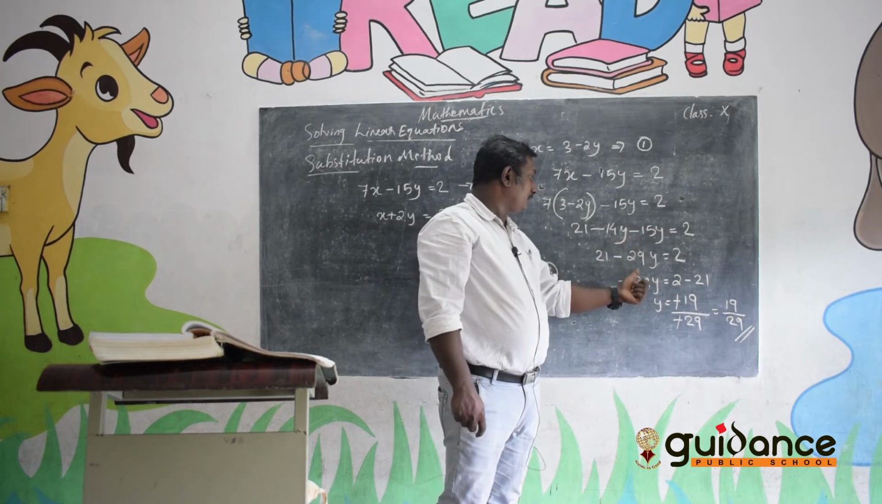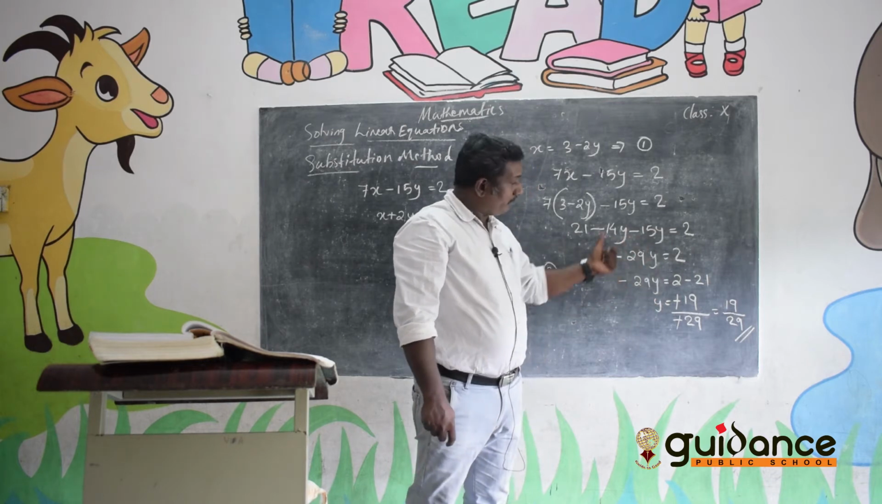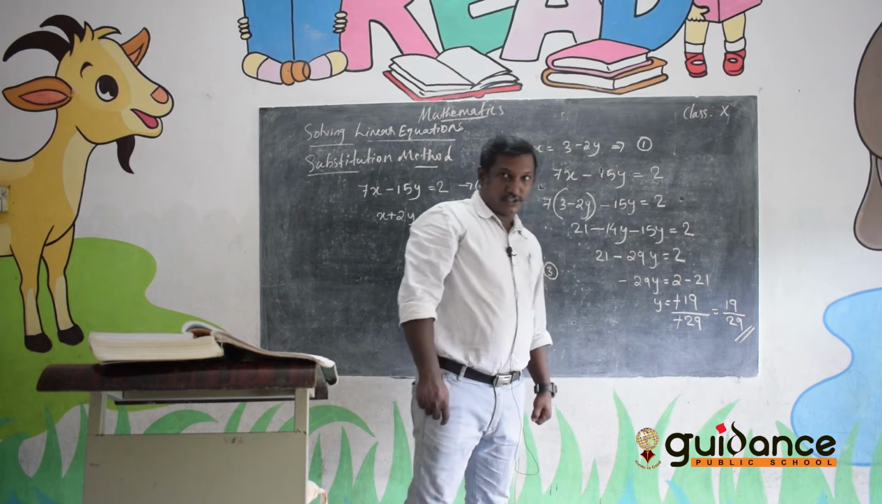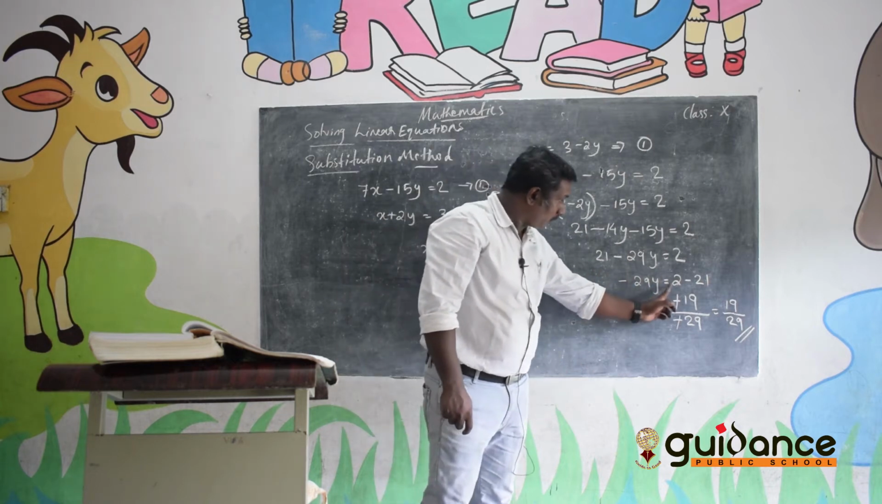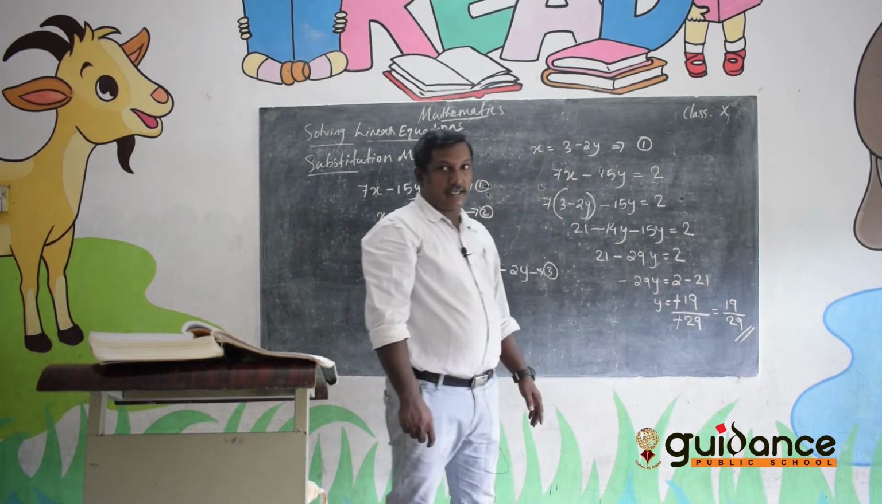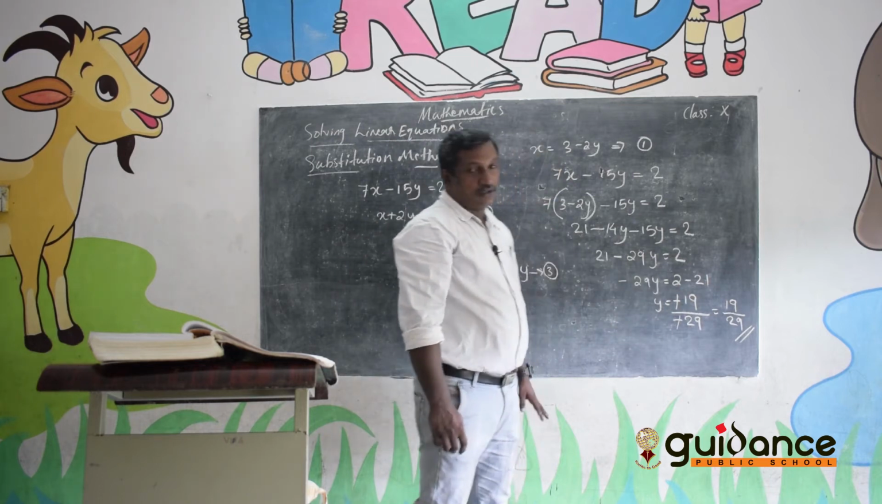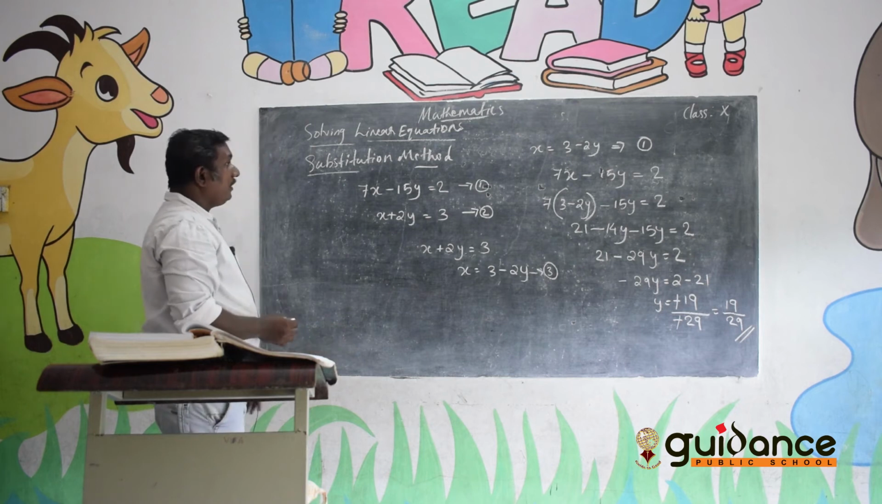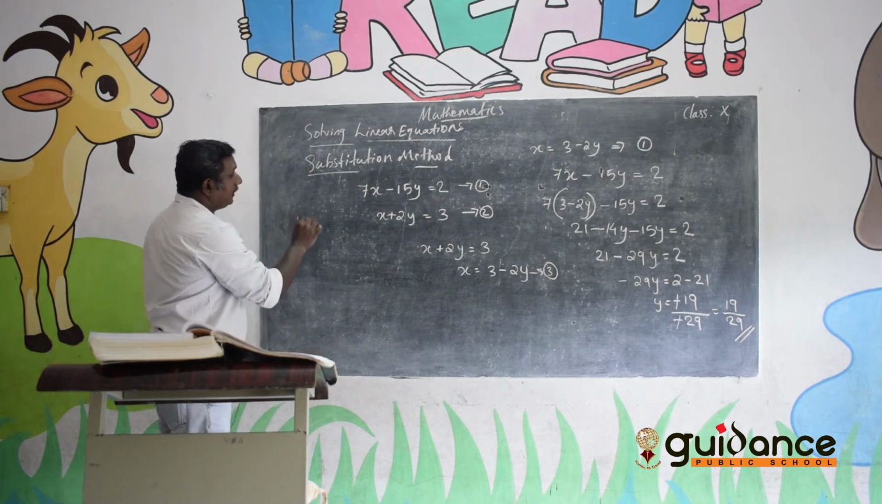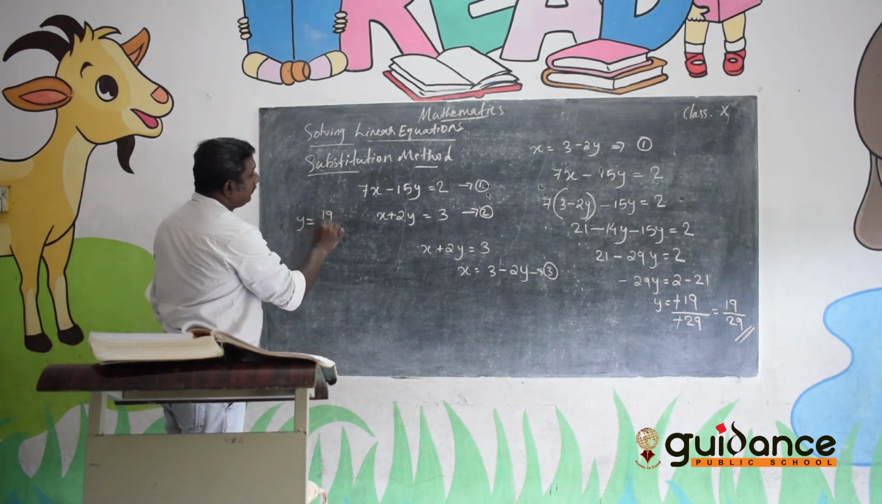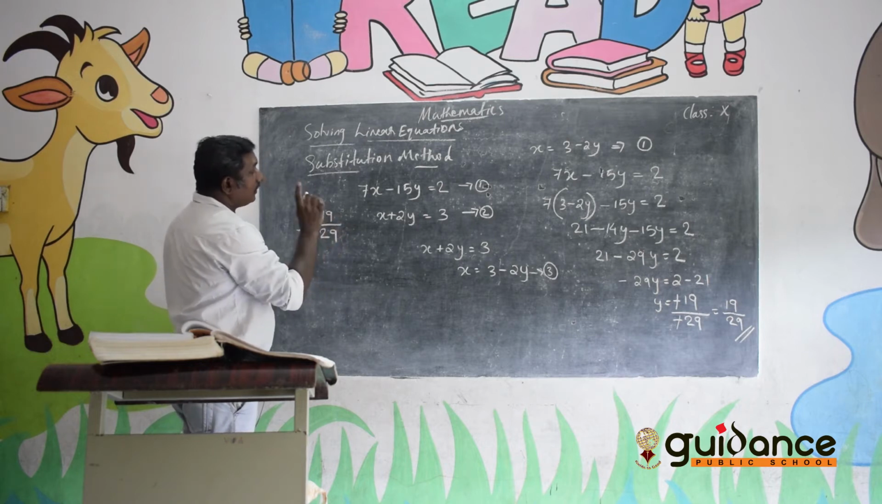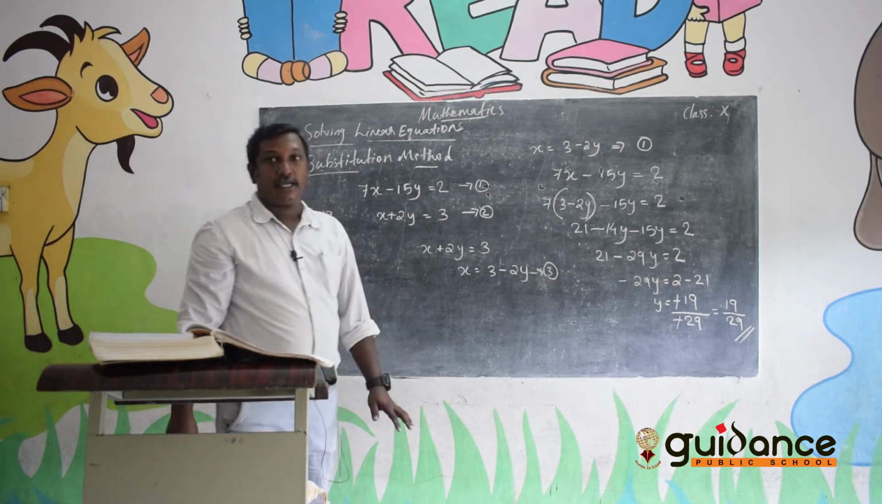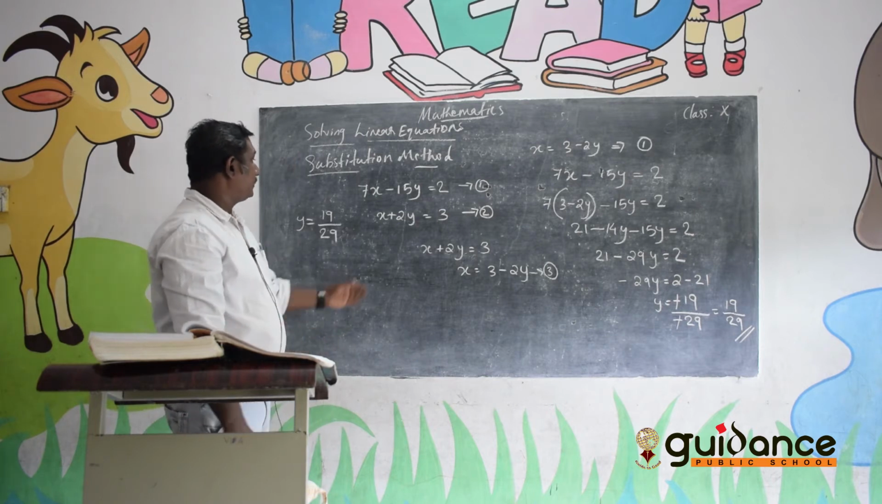15 and 14 together make 29y. 21 brought to the right side becomes minus 21. Then minus 29y equals minus 19, so y equals 19 by 29, as minus and minus cancel. So the value of y is 19 by 29. This value we can substitute in any equation.